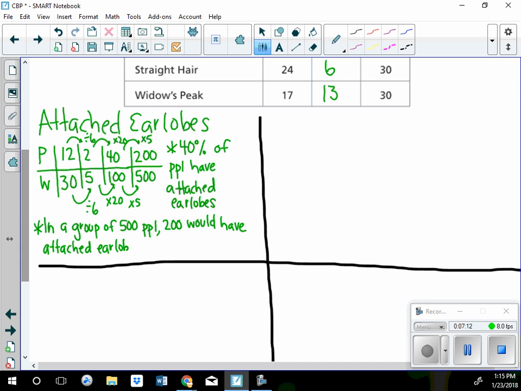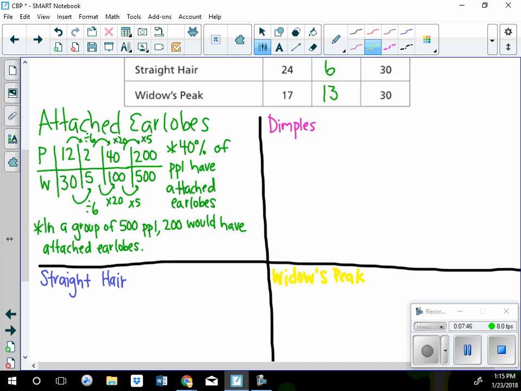All right, we did the first one together. I would like you to put dimples in the other top quadrant. And then you have straight hair. And the last one you'll have is widow's peak. We'll check in about 5 minutes.